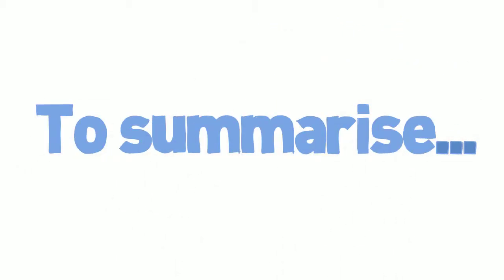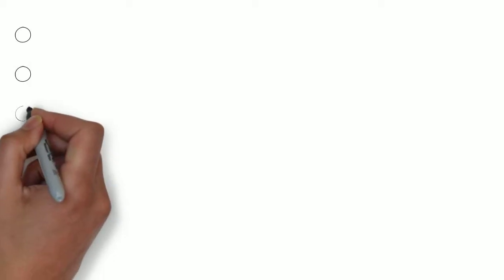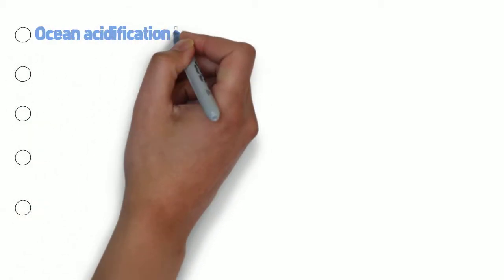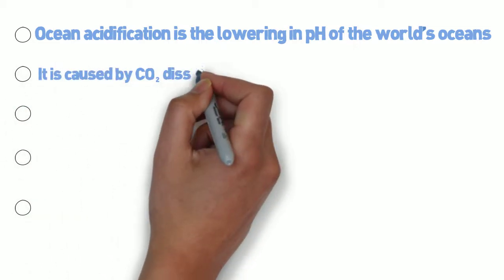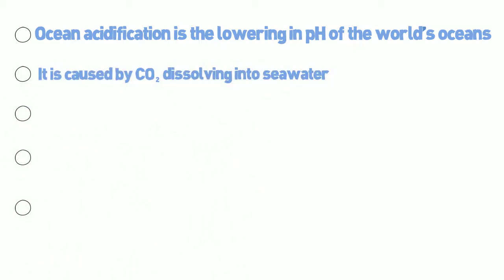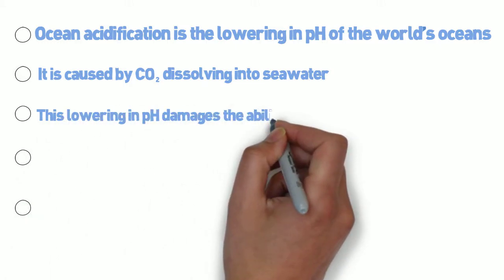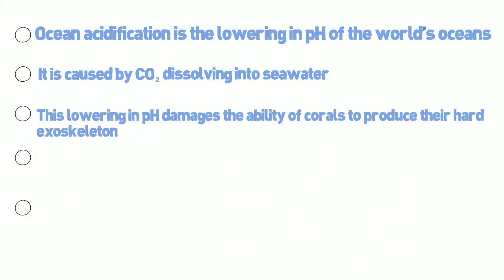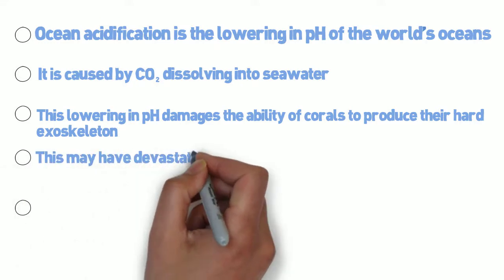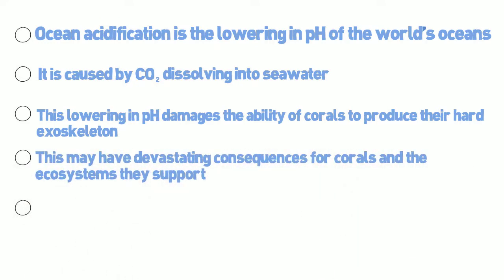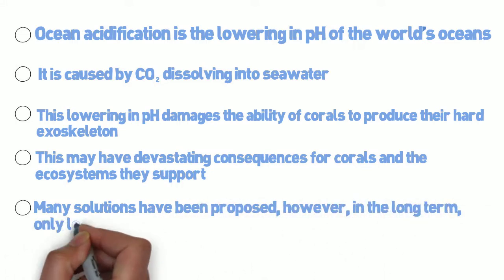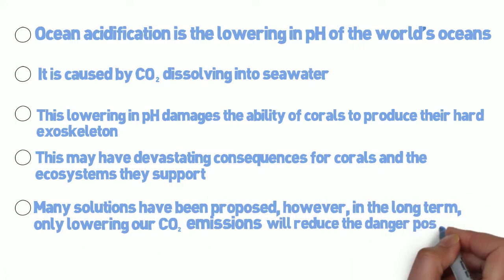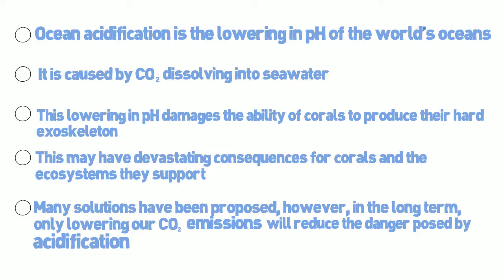So to summarise, ocean acidification is the lowering in pH of the oceans and is caused by the dissolving of atmospheric carbon dioxide into seawater. This lowering in pH damages the ability of many corals to produce their hard calcium carbonate exoskeleton, which could have devastating consequences for corals and the ecosystems that they are vital in supporting. Whilst many solutions have been proposed, the only feasible long-term strategy is the drastic lowering in human carbon dioxide emissions.